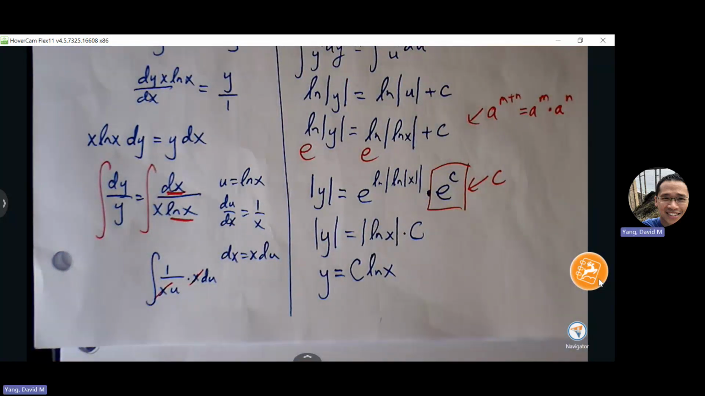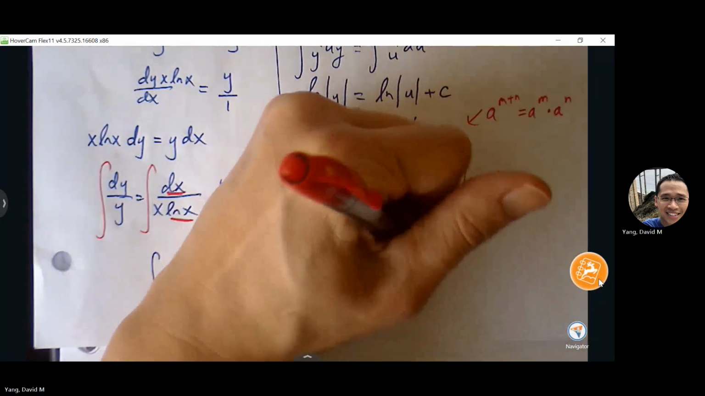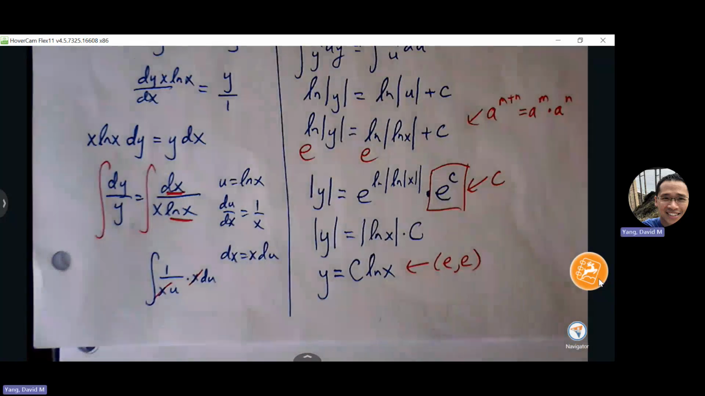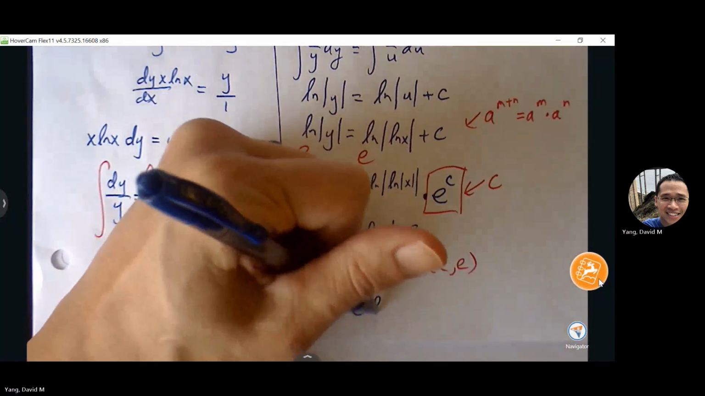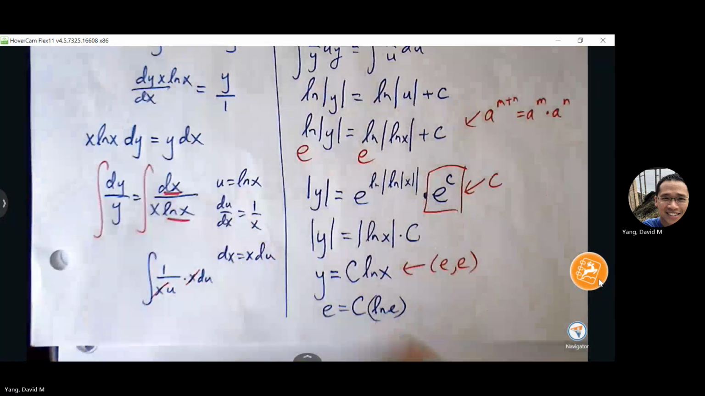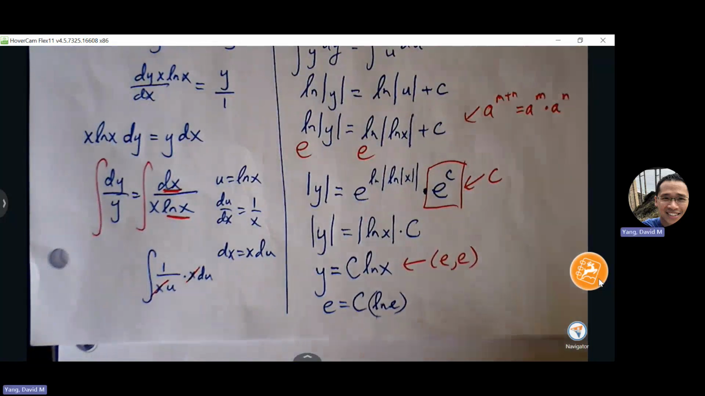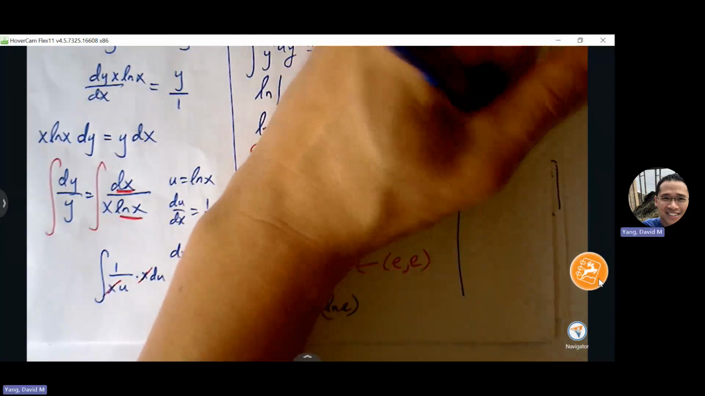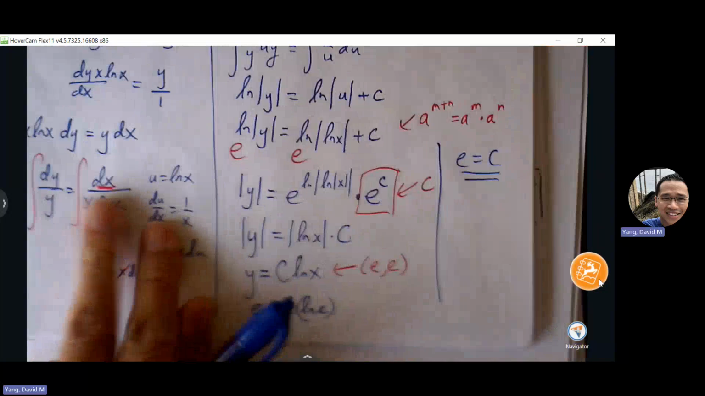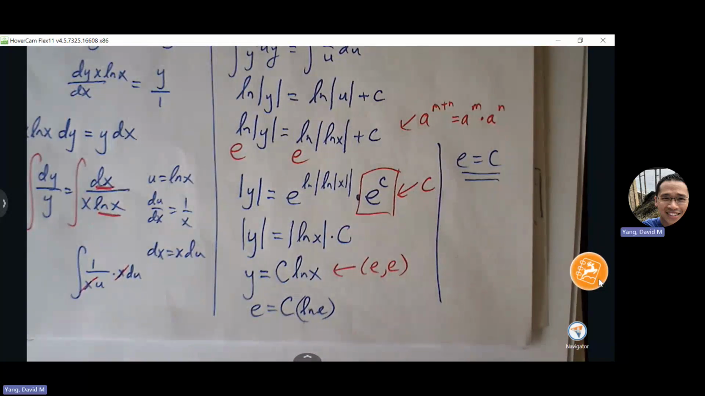And now we're ready for the ordered pair, right? So the ordered pair is e comma e. e in for x, e in for y. What's the natural log of e going to be? It's 1. Yeah. So e is equal to c times 1. So c equals e. So now we just put that e back into our general equation.